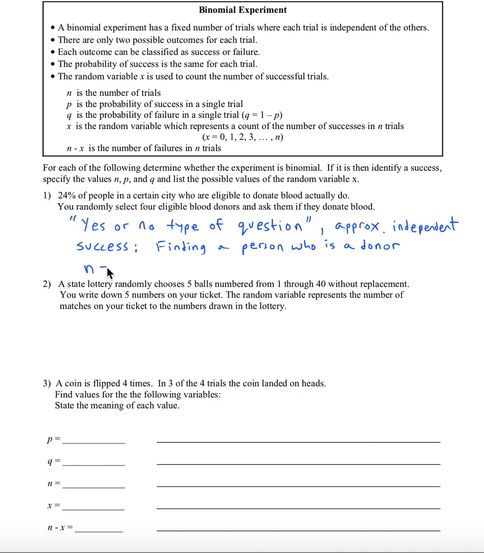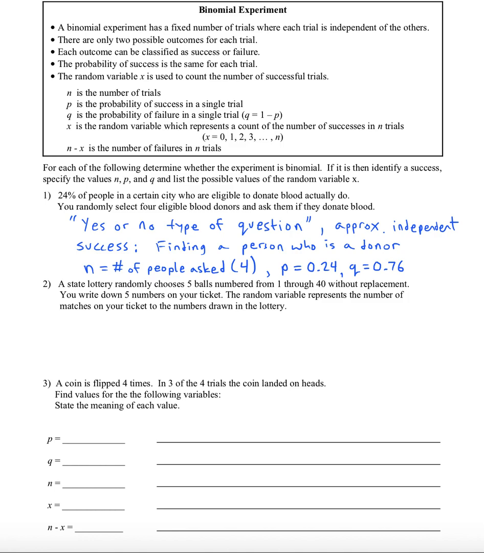So n is the number of people asked, which is 4. N is 4. P is the probability of success, 24%. Q is the probability of somebody saying no. The probability of failure is 0.76.